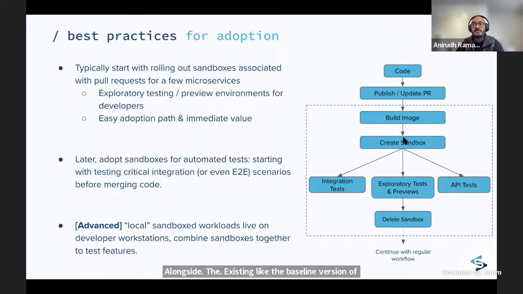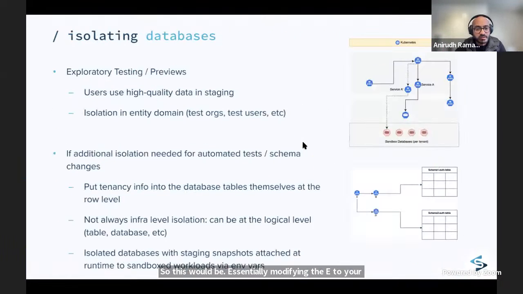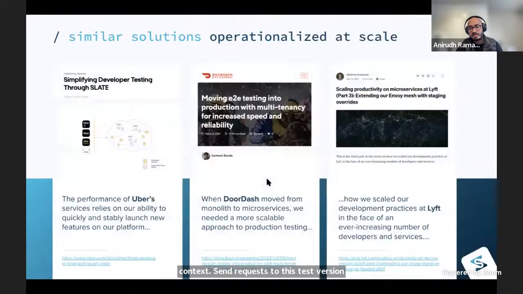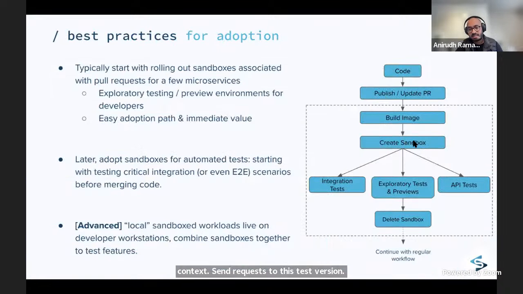And the second part of that would be setting the virtual service rules. This would essentially be modifying the Istio virtual service so that it contains this additional context of this new workload and its associated Kubernetes service. So you actually need to deploy the new deployment or Argo rollout or whatever, plus the Kubernetes service. And then the Istio virtual service would just have a new rule underneath that says, for this particular header context, send requests to this test version. So that's what happens inside the CI pipeline in the create sandbox step.